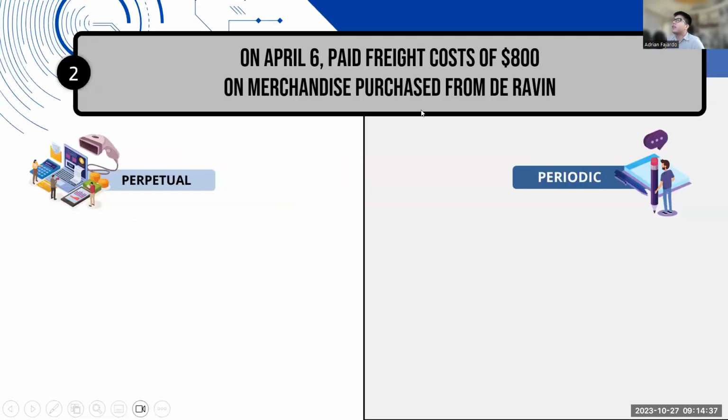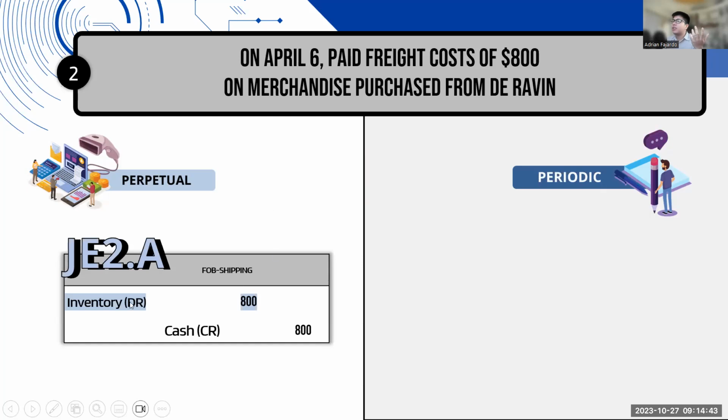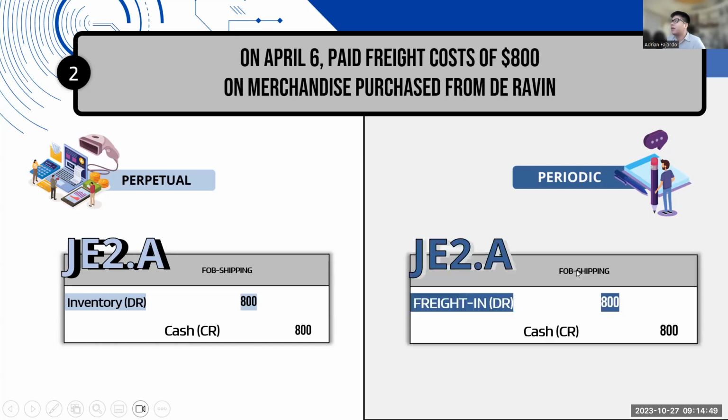So here, since ikaw yung nagbayad, ano ulit yung journal entry kapag freight? Debit inventory, credit cash of 800. So ano sa periodic? Pareho lang pero mag-iiba yung pangalan ng inventory, magiging freight in of 800.